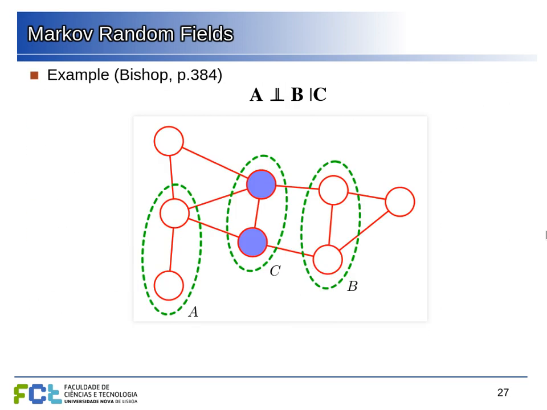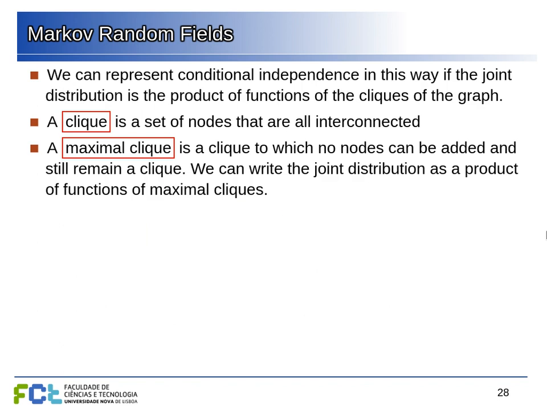For example, here, group A and group B become separated, become independent, if we observe the nodes in group C, because now there is no path connecting the two groups. In this case, we can compute the joint probability distribution by simply multiplying the probability distributions for the independent groups, and we can find them by these cliques.